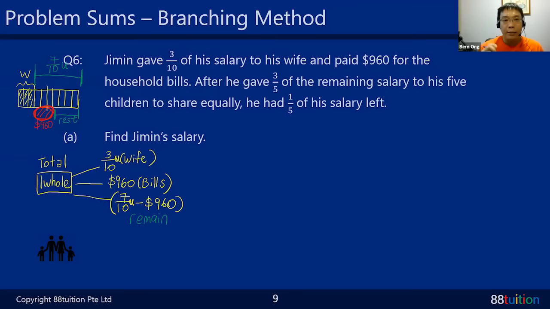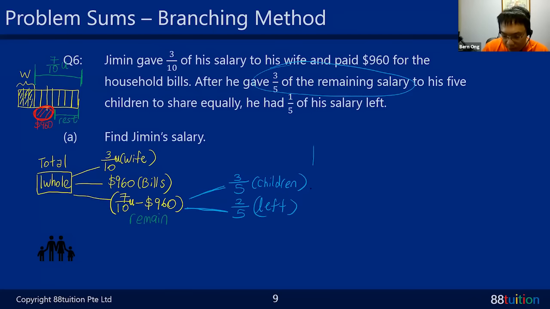Okay, so let's continue with the question here. This question says that what? After he gave 3/5 of the remaining salary. So the 3/5 comes from where? The 3/5 comes from the remaining. So down here comes out is 3/5, and this one is given to the children. Okay. And what is the other side? The other side is 2/5. 2/5 is the left.